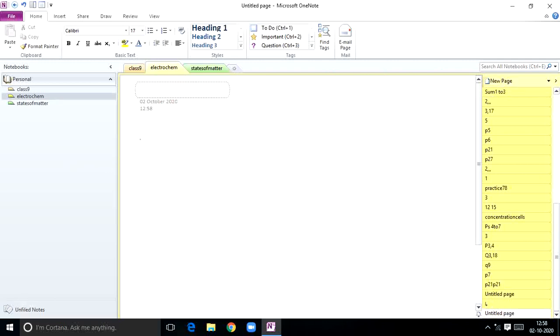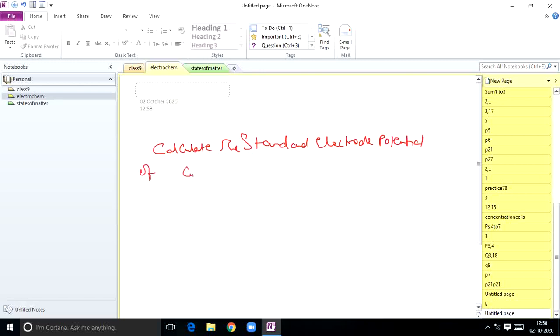See here, note down this sum. Calculate the standard electrode potential of Cu plus Cu half cell. So this is E naught. We have to represent it like this: E naught Cu plus Cu. So calculate the standard electrode potential of this cell.